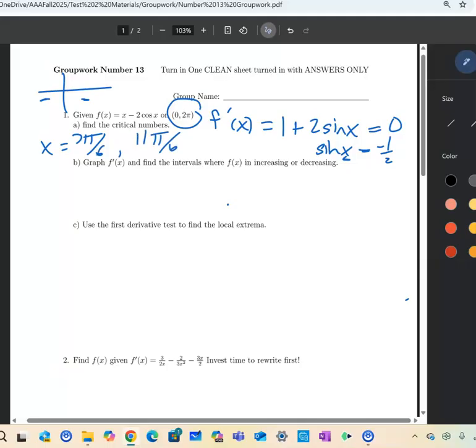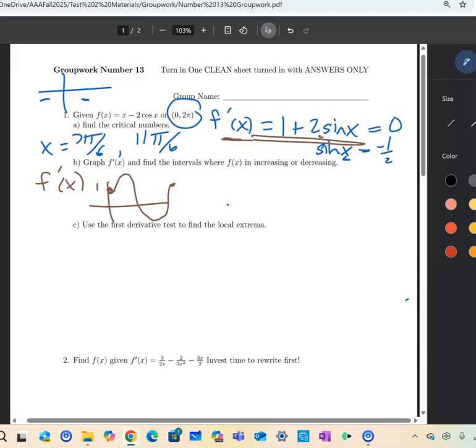Okay, so to find out when the function is increasing or decreasing, we could do one of two things. We could draw this function. So I'm just going to do both. I can draw f prime of x. So I know this is 2 sine of x shifted up by 1. Sine of x usually starts at 0, so it's going to start at 1, and it's going to go up and down and up like that, right?